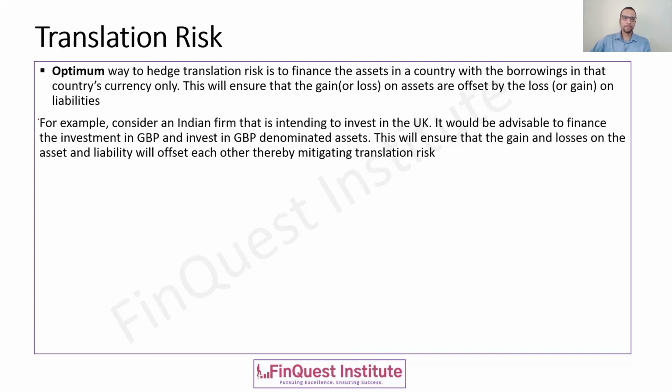So we have given an example here. In case a certain company, let's say we have taken an Indian company which wishes to do some strategic investment in the UK, then it would be advisable to finance the investment in British pounds and then invest in the GBP denominated assets. So that way it will protect the Indian firm from any kind of translation risk, because your assets and liabilities are denominated in the exact same currency, so they will offset each other. So this is considered as one of the more optimal ways of management of translation risk.